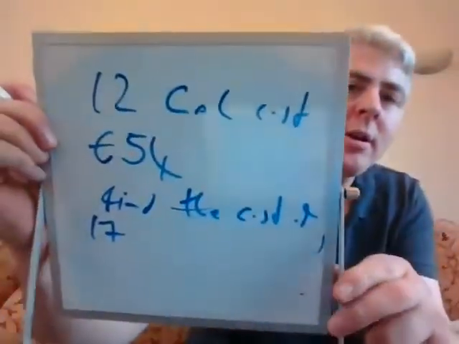And I also want to just say another thing to you today. This is a sum I'm going to talk about now. 12 calculators cost £54. Find the cost of 17. So 12 calculators cost £54, and we've got to find the cost of 17 calculators.